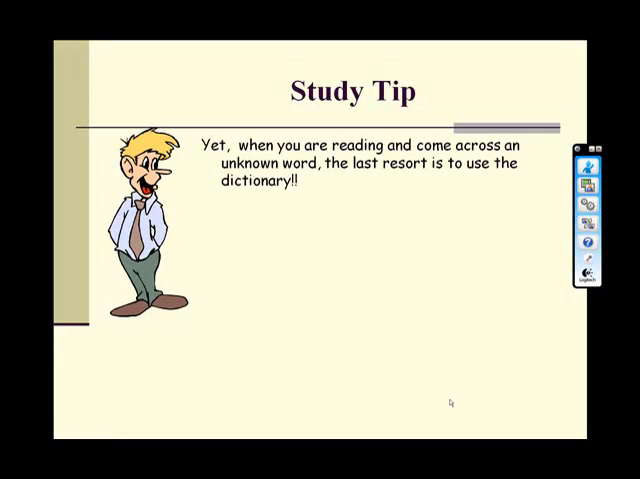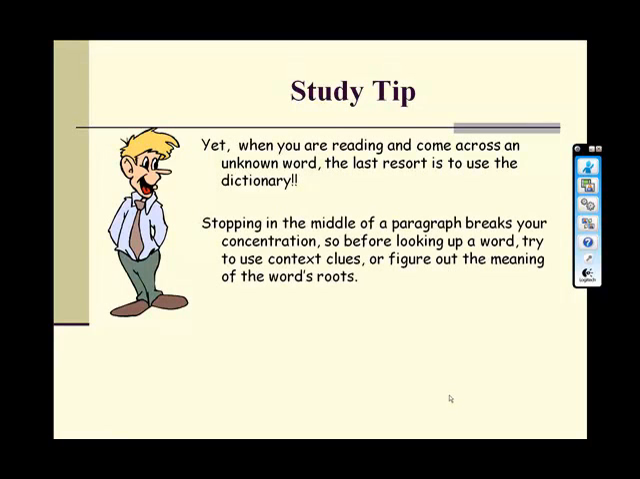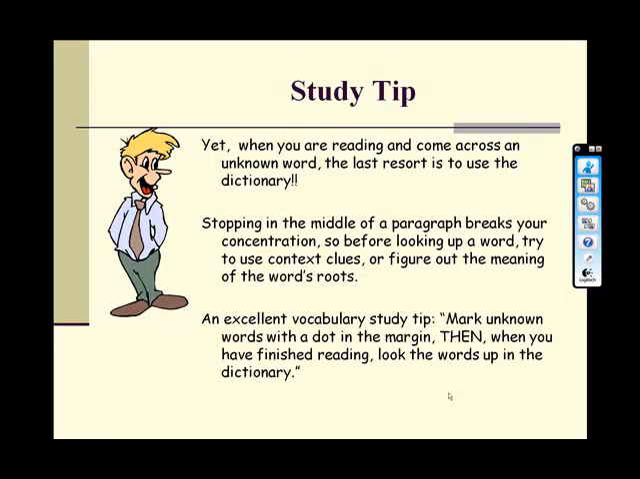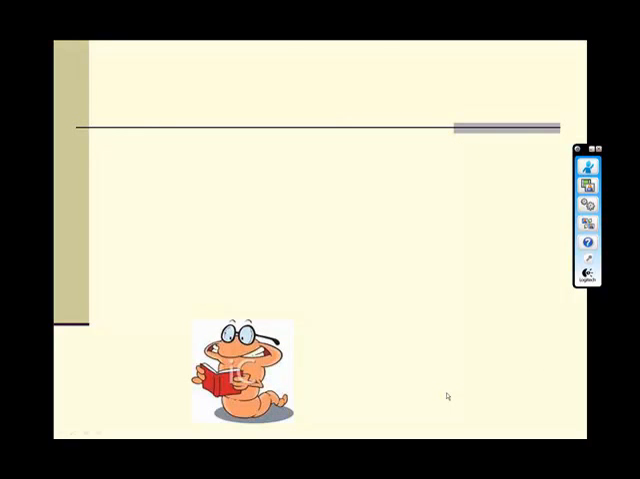Study tip. Do you know when you're reading and come across an unknown word, the last resort is to use the dictionary? Stopping in the middle of a paragraph breaks your concentration, so before looking up a word, try to use context clues or figure out the meaning of the word's roots. An excellent vocabulary study tip: mark unknown words with a dot in the margin. Then, when you've finished reading, look the words up in the dictionary.